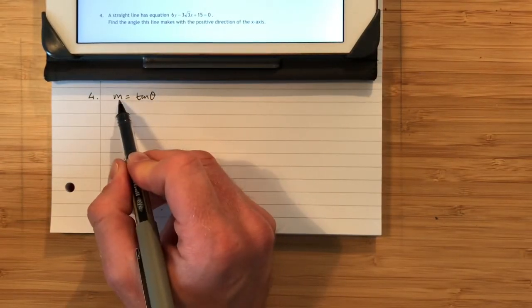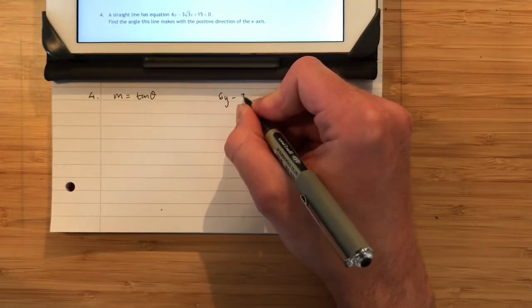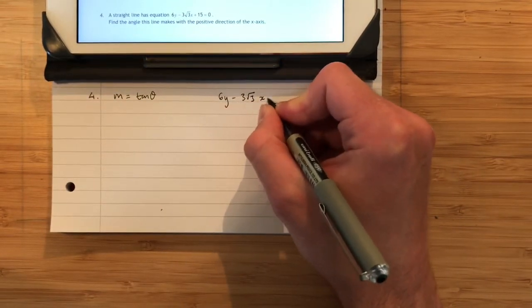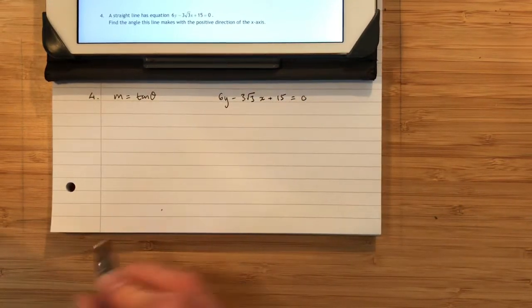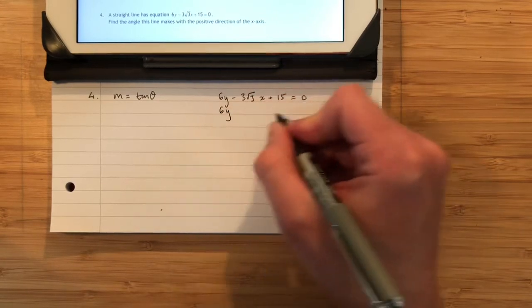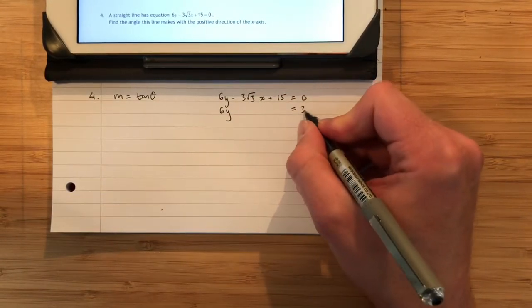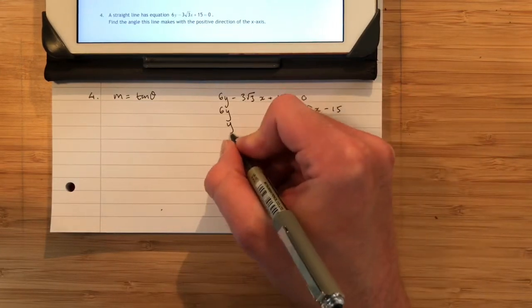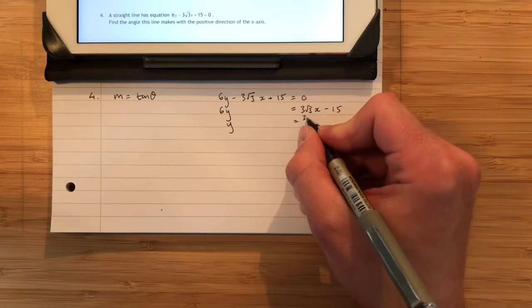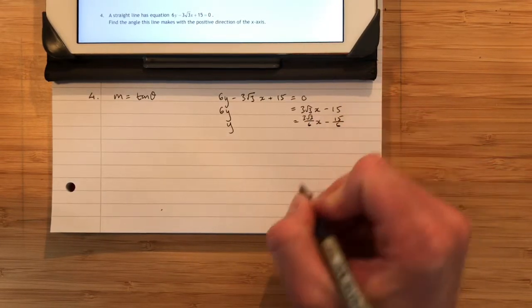So I'm going to have to find the gradient, and I will do that using the equation that I've been given. 6y minus 3 root 3 x add 15 equals 0. Okay, so get the y term by itself. Try not to be put off by this 3 root 3, it's just a number. So that becomes positive 3 root 3x minus 15. 6 will divide down under both, so 3 root 3 over 6, x minus 15 over 6.